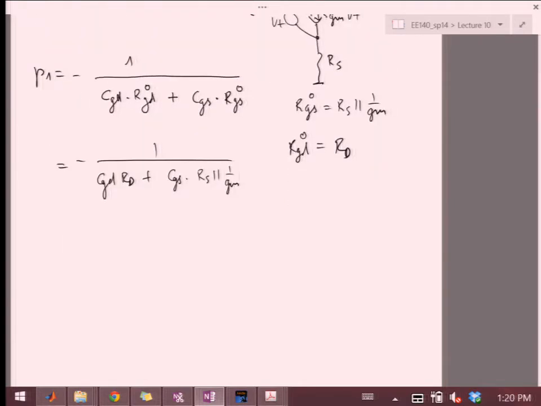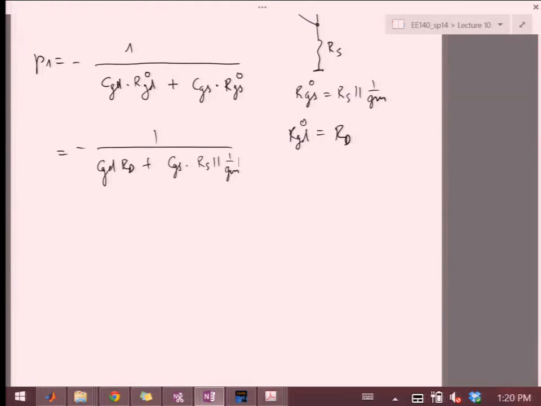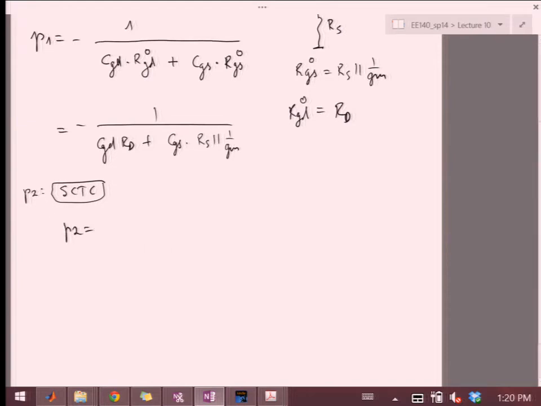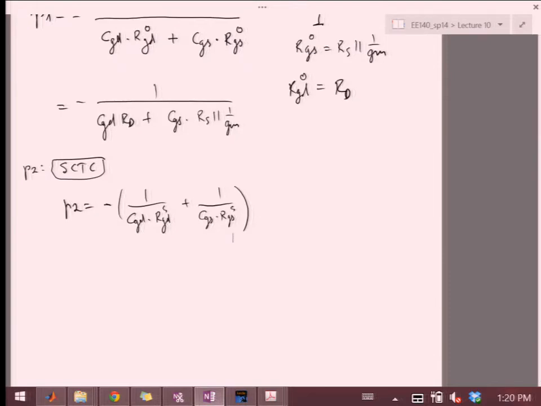And so if we go and take a look at the other pole. For pole 2, we're going to use short circuit time constant, because we know there's 2 poles in the system. If one is dominant, so it's much lower magnitude, I can use short circuit time constant to identify the largest magnitude pole, and that has to be P2. So P2 will be minus 1 over CGD times RGD short, plus CGS times RGS short.